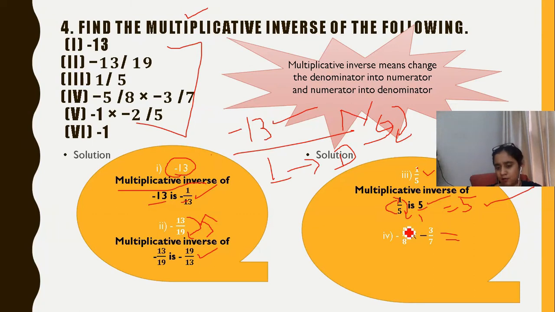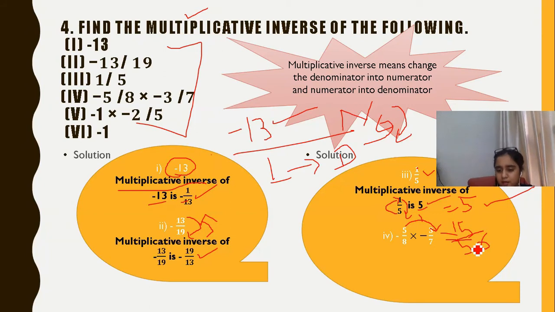But we have to multiply the numerator values with each other. That we have to multiply this 5 with the 3. The answer is 15. 5 threes are 15, and this 8 with the 7. 8 sevens are 56. And what about the sign? So our answer is 15 upon 56. But what is the sign of that value? Is it minus 15 upon 56 or plus 15 upon 56?